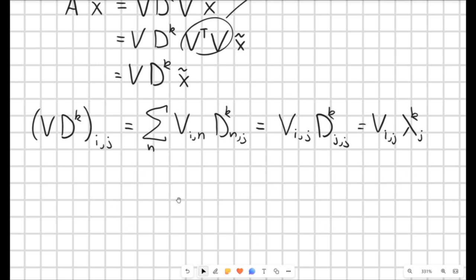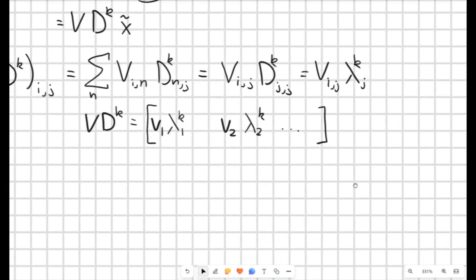So if you then go to write this down in full, what you end up with is that this matrix V times matrix D to the power of K can actually be written in kind of block form, if you like, as being eigenvector 1 times eigenvalue 1 to the power of K. So that's one column. The next column will be made up of eigenvector 2 times eigenvalue 2 to the power of K, and so on.